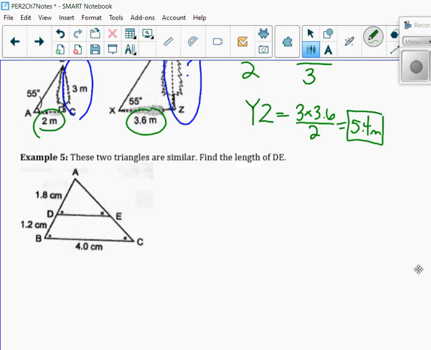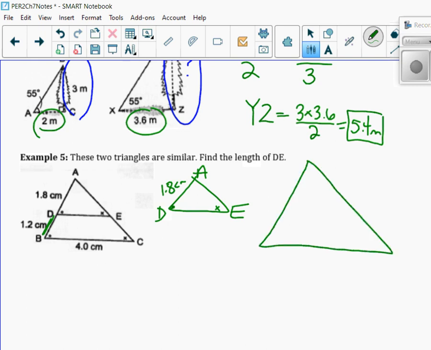Okay, this one students get tricked by, and the reason why is, do you see this length right here is not part of a triangle, it's actually part of a quadrilateral. So what I suggest when you see a triangle like this is redraw it as 2 separate triangles. So A, D, E, and I have 1.8 centimeters. There's a dot there and an X there. And then I have the bigger triangle, which is A, B, C, and I have an X there, a dot here. This is 4.0 centimeters.